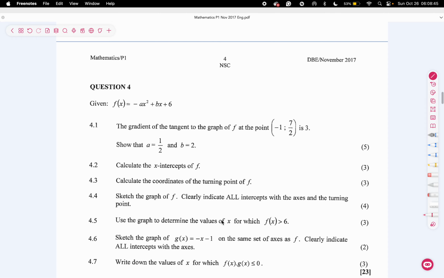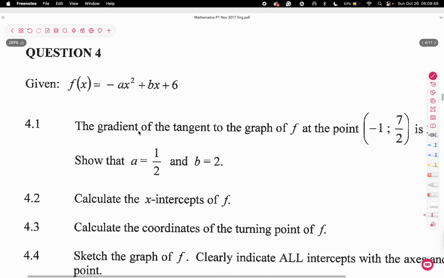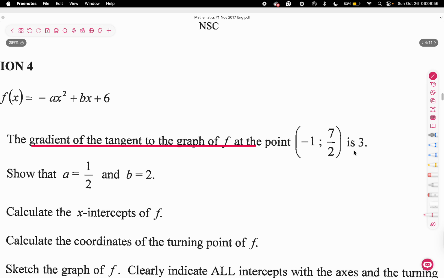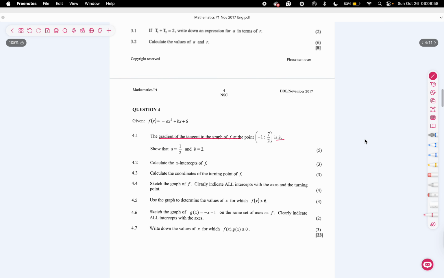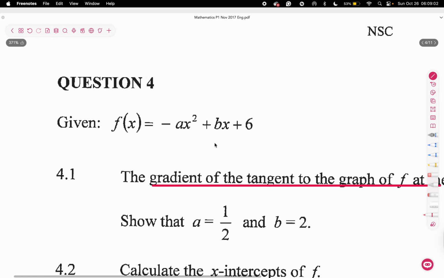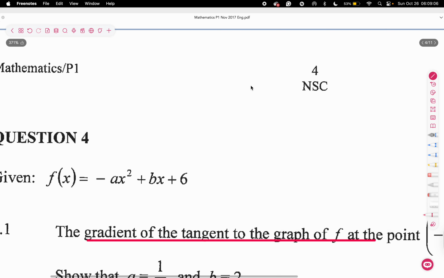So now the interesting part is the part where they said the gradient of the tangent to the graph. The gradient of the tangent to the graph is 3, right? So now one thing to remember is that we are given a quadratic function. So the gradient of a quadratic function is the derivative of that quadratic function. Okay, let me just note that.